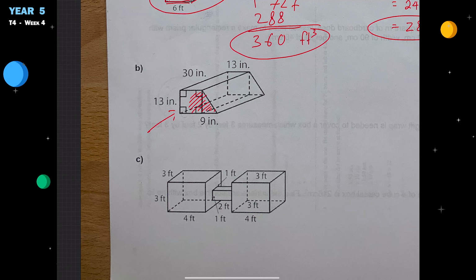Okay, so let's find the area of this. It looks to me like this is 13, which means this must be 13, and this is also given to us as 13, so this is a square. So we can find the area of this square, which is 13 times 13, which is 169 inches cubed. Let's just ignore the inches for now.